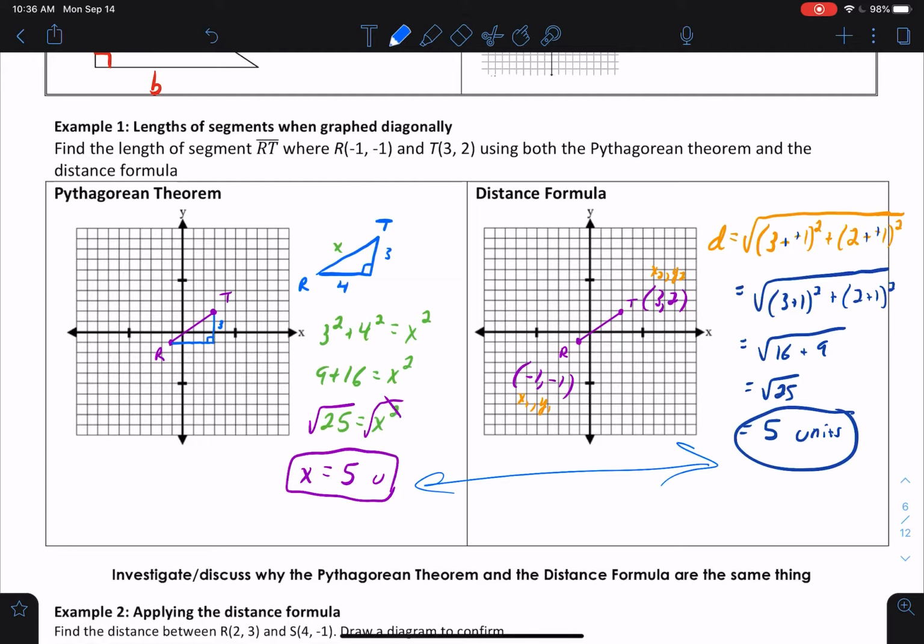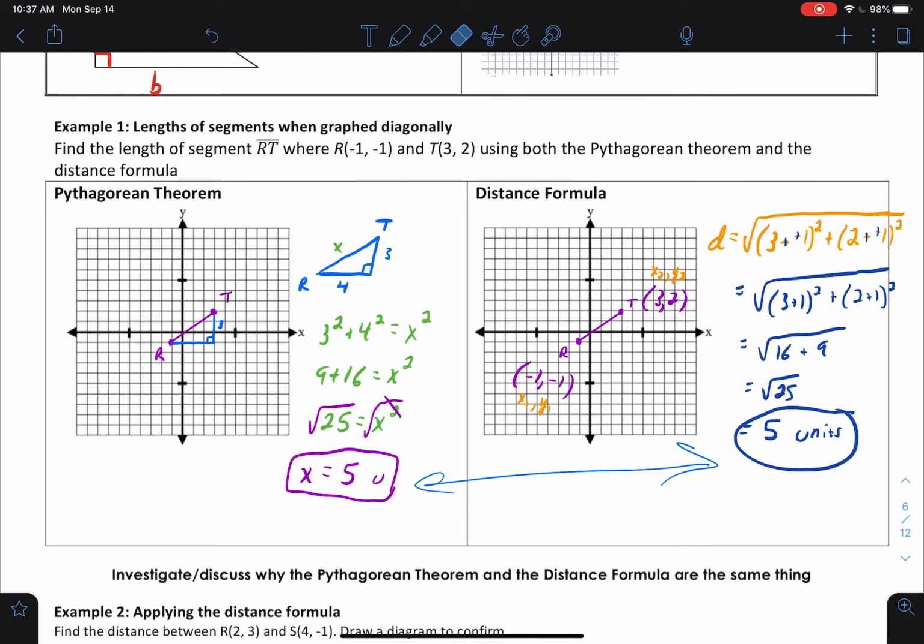I will use the Pythagorean theorem in my video notes and all that stuff because I think it's more applicable and you understand how to make your right triangle. But if you'd like to use the distance formula, that's your prerogative. Just got to make sure you know how to use them.